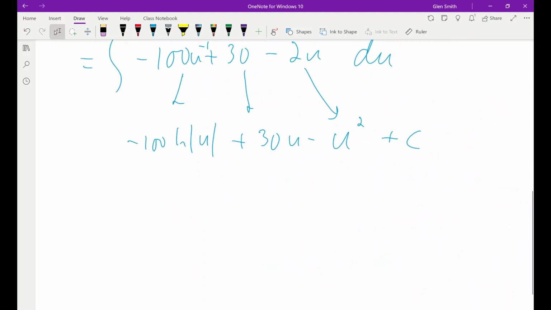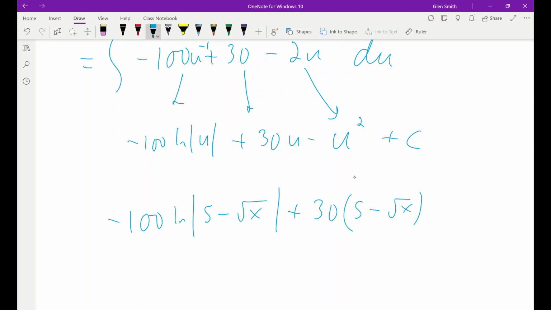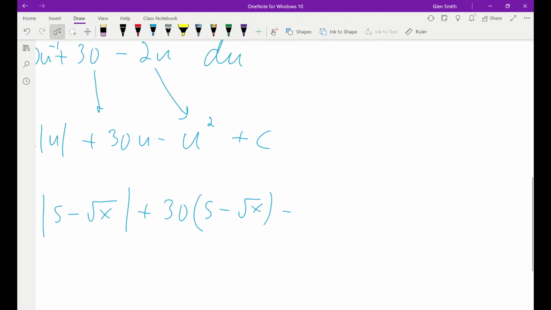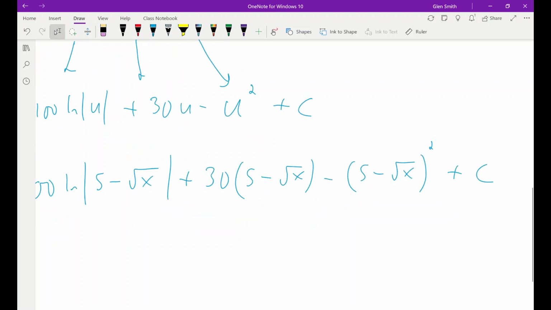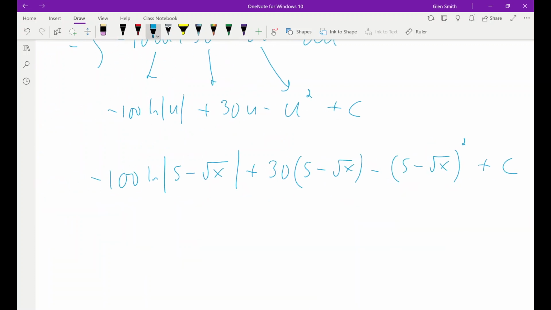So this becomes negative 100 ln of 5 minus root x plus 30 times u, which was 5 minus root x, minus u squared. So you can either square that out or just leave it like this, plus c. But if you do expand it out, I'll show you too.